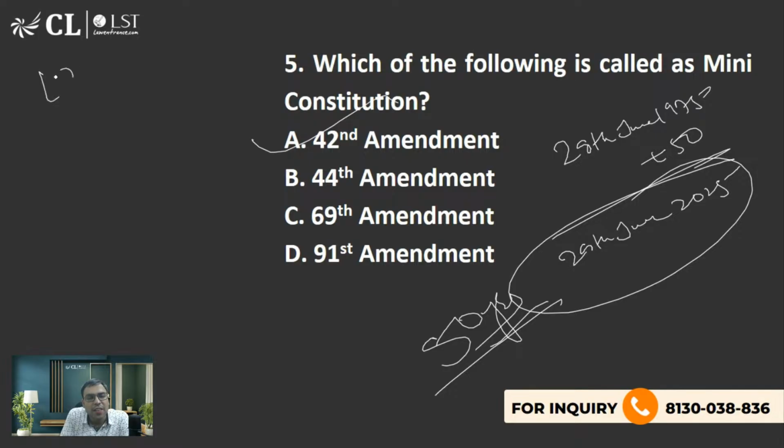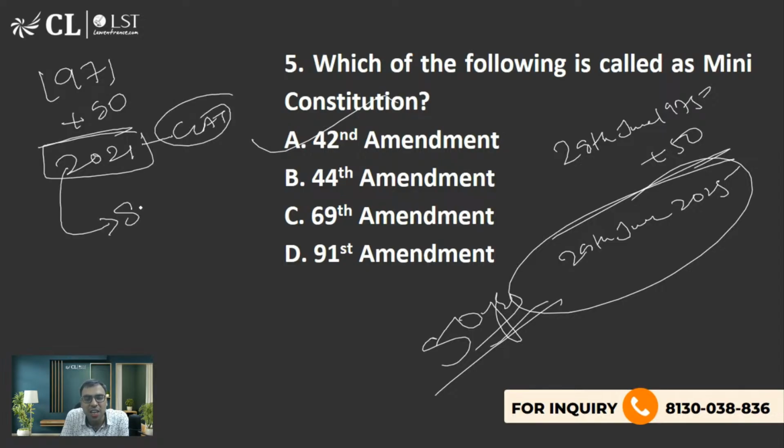Why I'm saying this: look, in 1971 Bangladesh became independent. If you add 50 years, that is 2021, and in CLAT 2021 they asked a separate complete question on Sheikh Mujibur Rahman.